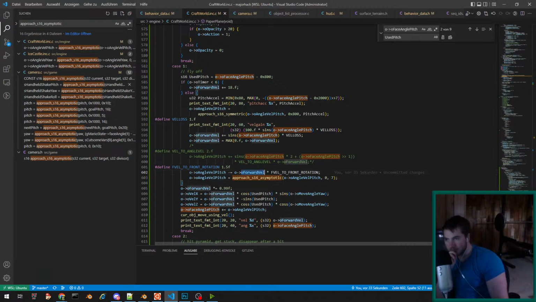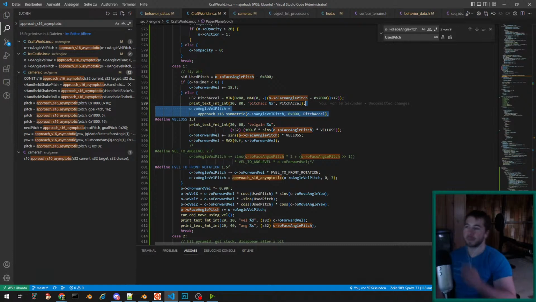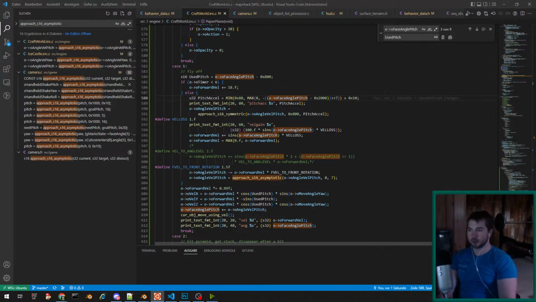I'm guessing it stabilizes because forward velocity multiplied by flight to front rotation is exactly equal to pitch axle. Or rather, the other angle, well, pitch. What if we just add a stable factor to this? Like so. And then I think that can stay the same.